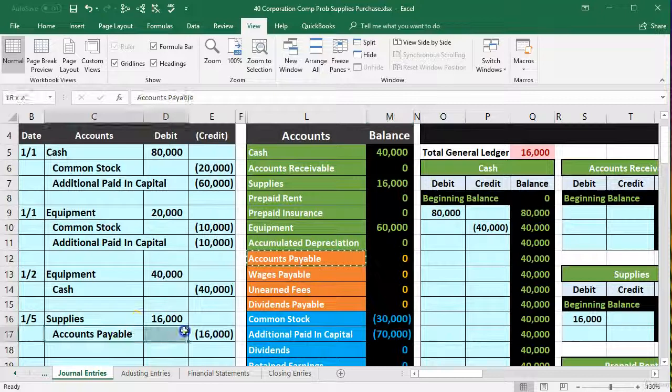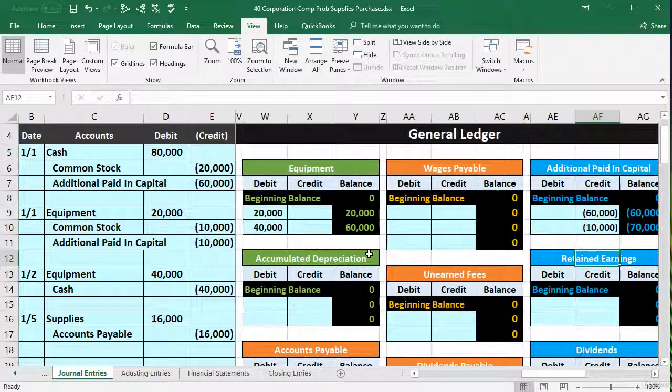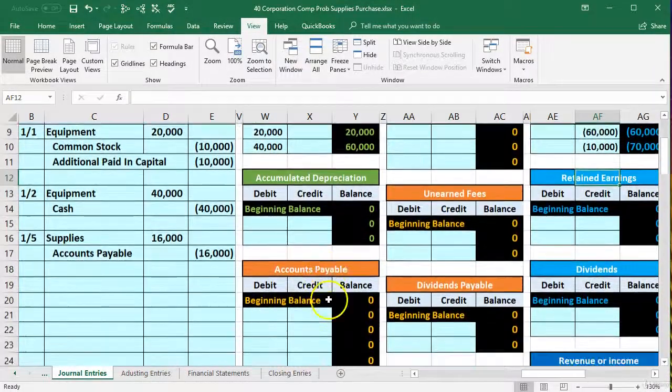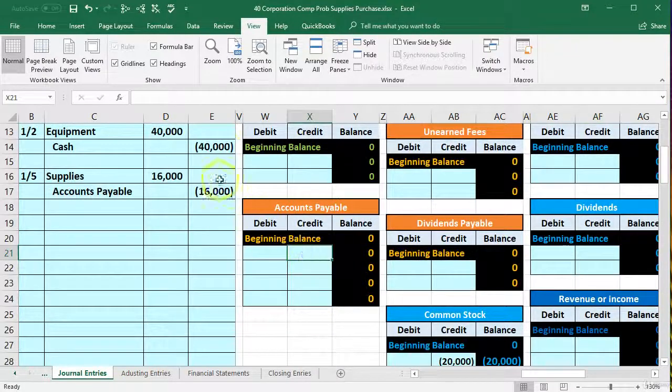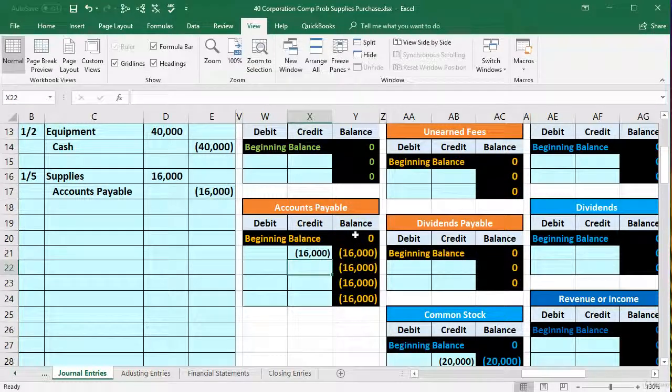Now we're going to post the payable, which is of course the first liability. So if we scroll to the right with those frozen panes, we can get the accounts payable, first orange account right here, right next to where we want it. We want to be on the credit side. So we are in X21, equals, and point to that 16,000, bringing the zero balance up by 16 to 16.